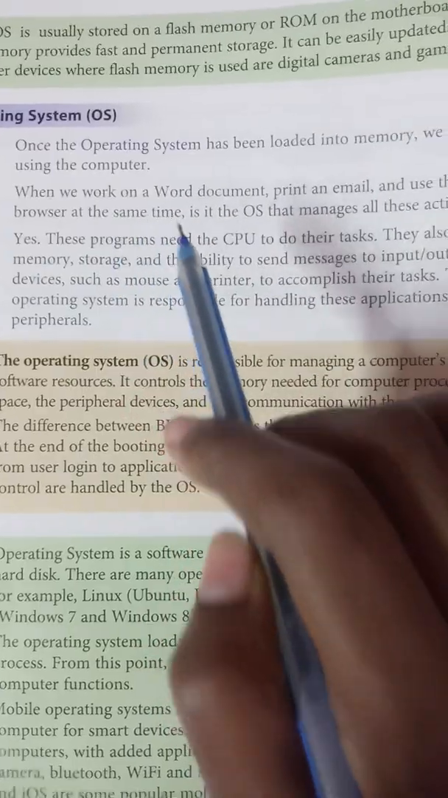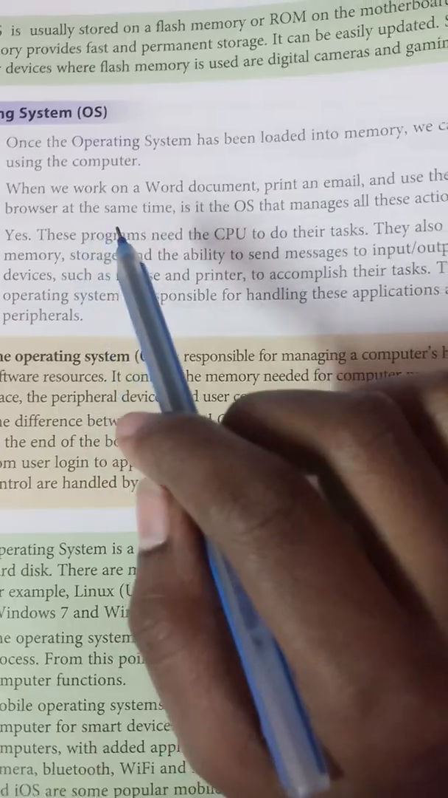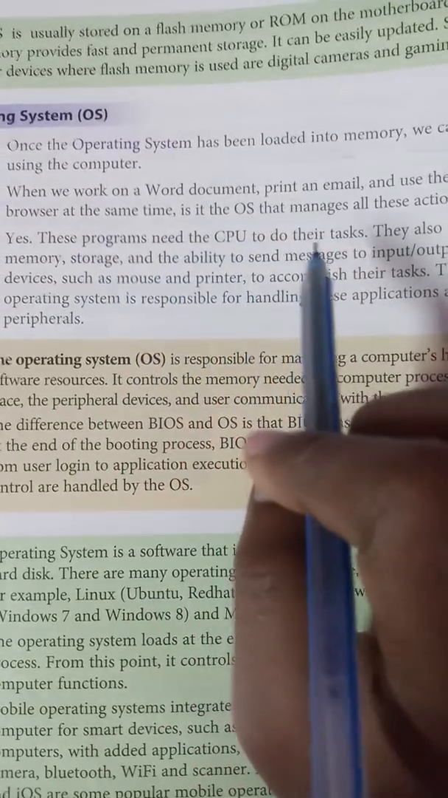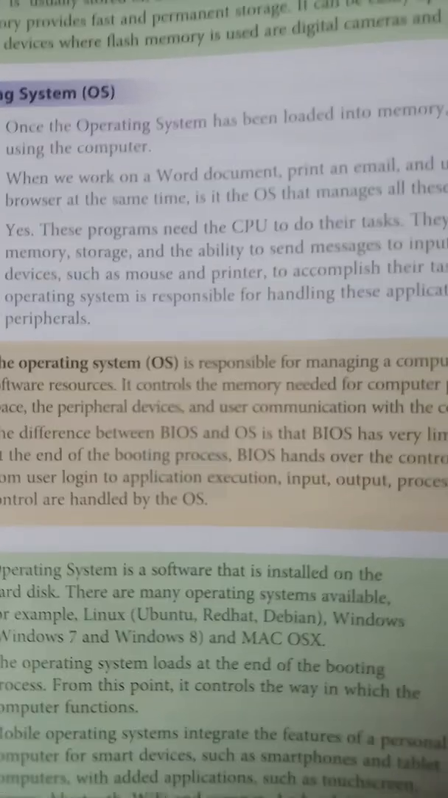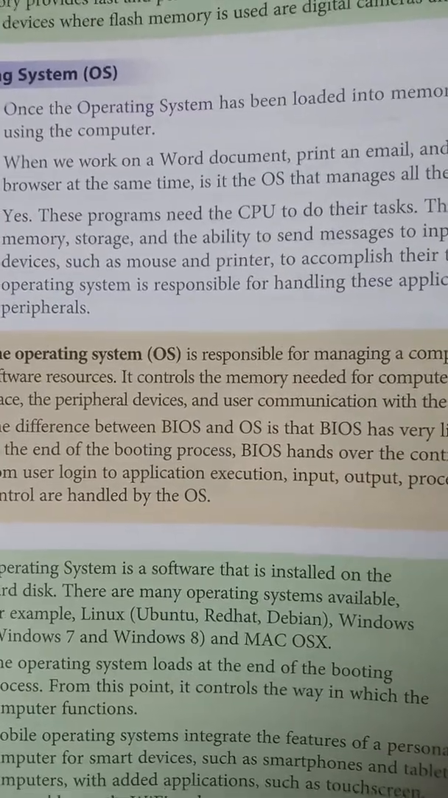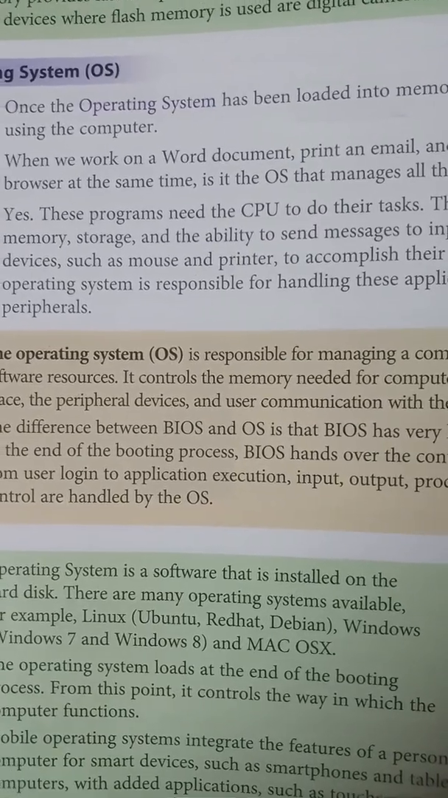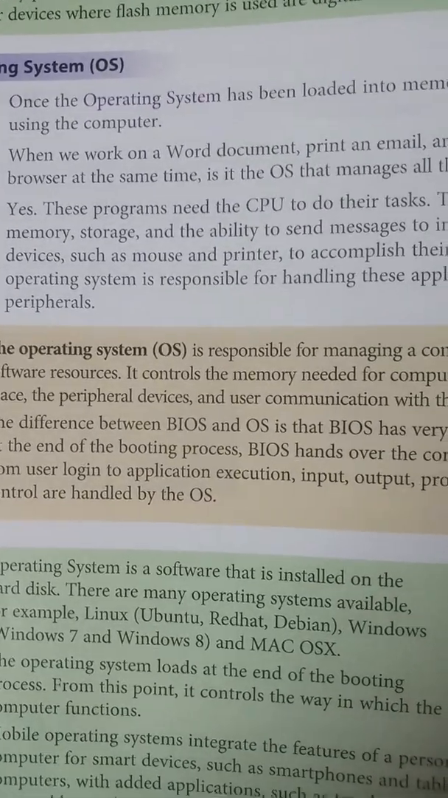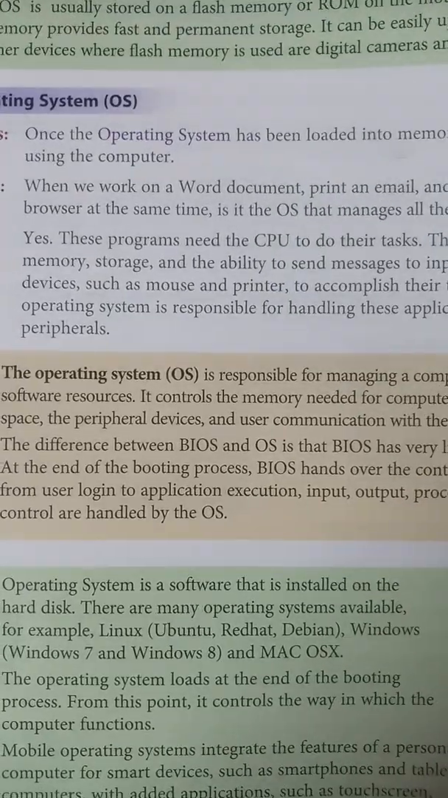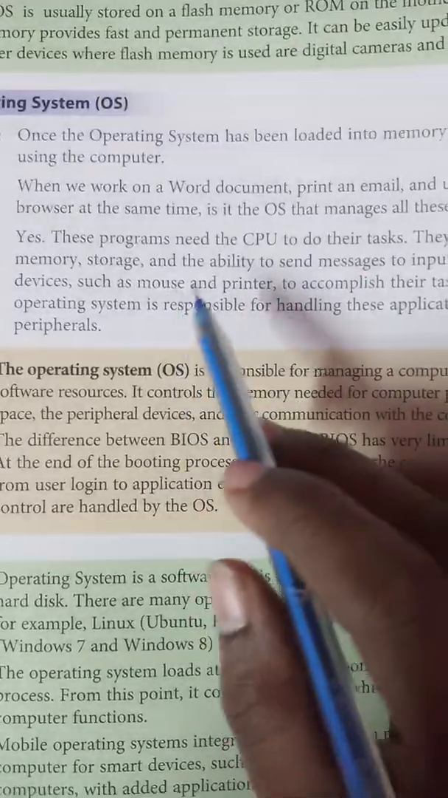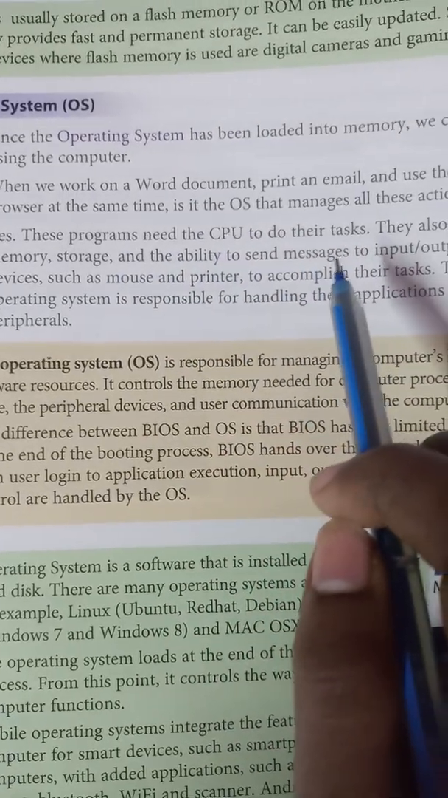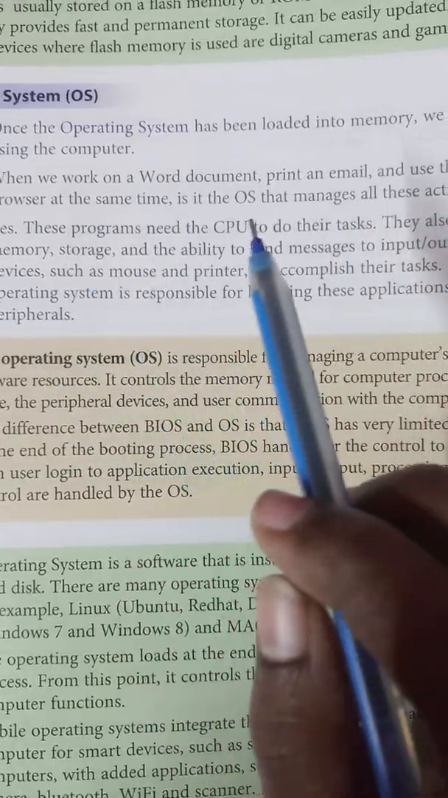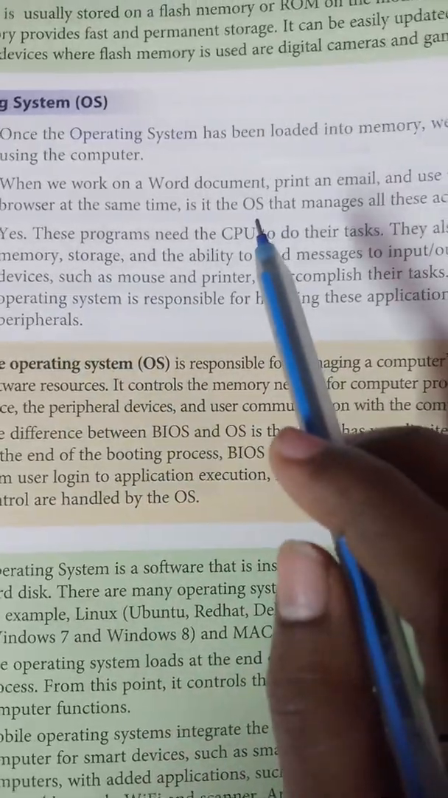When we work on a Word document, print an email and use the internet browser at the same time, is it the OS that manages all these actions? So the computer can work on multiple applications. At that time the OS will help to manage those applications. Asking a question, and the answer is yes. These programs need the CPU to do their tasks. So the CPU will help to run those processes.